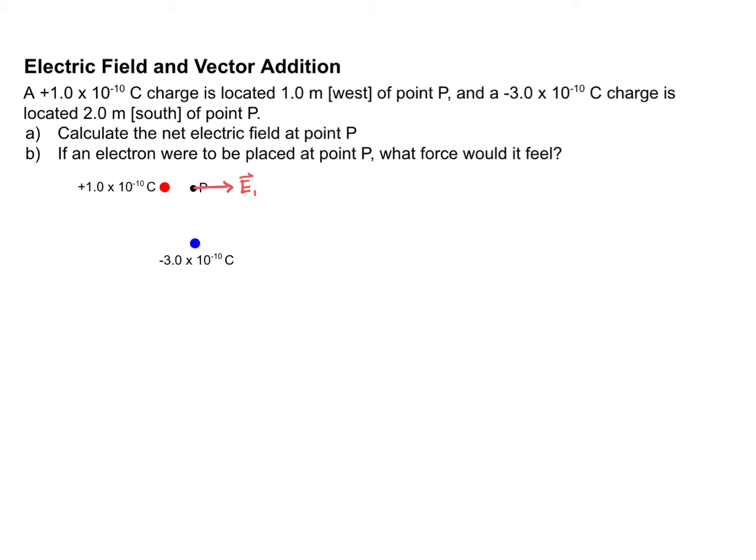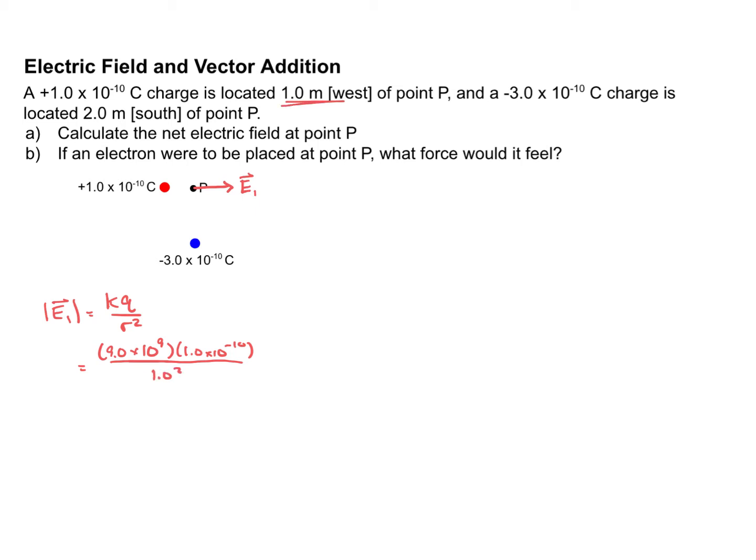So I'll calculate the value of that with the formula for electric field, which is kQ over r squared. I'm going to just use k to two significant digits here, just to save myself a little time and space with writing. 9.0 times 10 to the 9. That's Coulomb's constant. Q, the charge of the red charge, is given as 1.0 times 10 to the negative 10. And then r, the distance away from the red charge, is 1 meter.